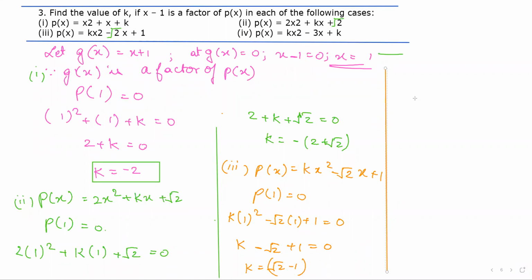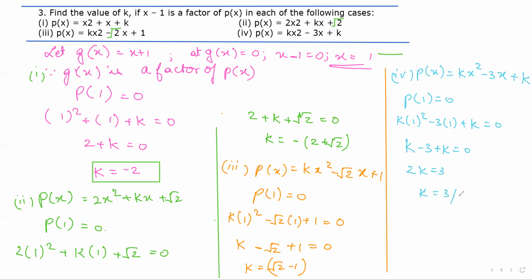Next. Here in the fourth part, p of x is equal to kx square minus 3x plus k. Now k is present in the constant as well as the coefficient of x square. So p of 1 is equal to 0, k into 1 square minus 3 into 1 plus k is equal to 0. k minus 3 plus k is equal to 0. 2k is equal to 3 and k is equal to 3 upon 2.